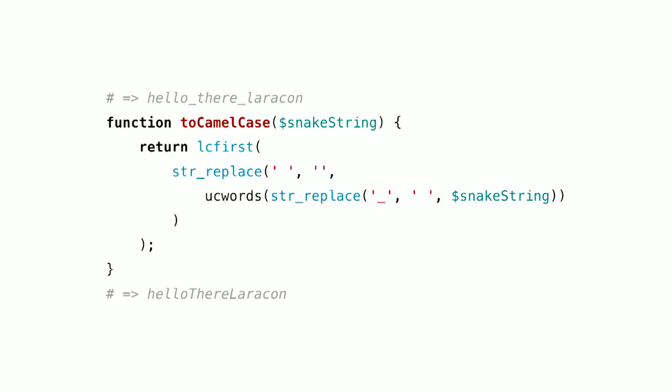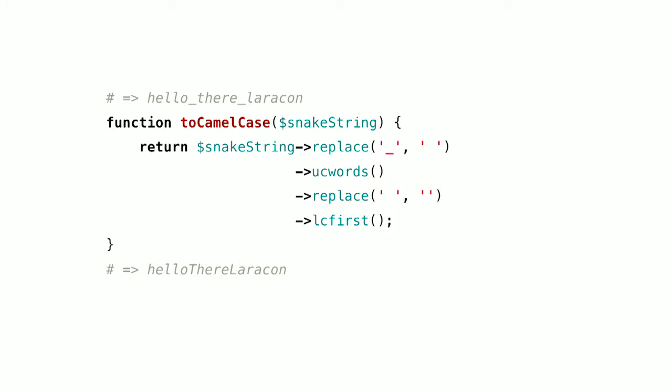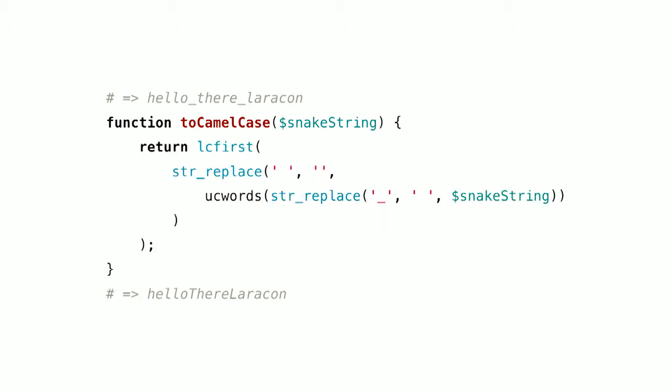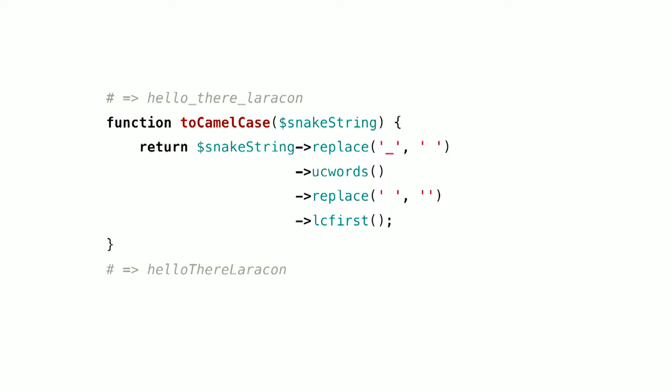Now compare that to this hypothetical situation where strings in PHP were objects, and strings could have methods on them. So instead of having str_replace down on line 4 there in the middle, getting passed to uppercase words, getting passed to string replace, getting passed to lowercase first, instead we just take the string, we replace the underscores with spaces, we uppercase the words, we replace the spaces with an empty string, and then we lowercase the first word, or the first letter, sorry. And that gives us our camel case string. And to me, this is a lot easier to read, and a lot easier to understand.